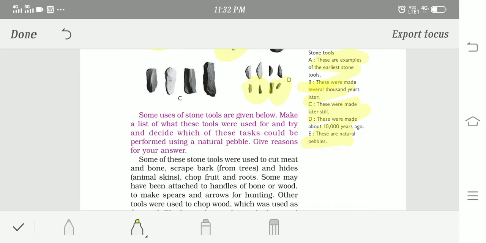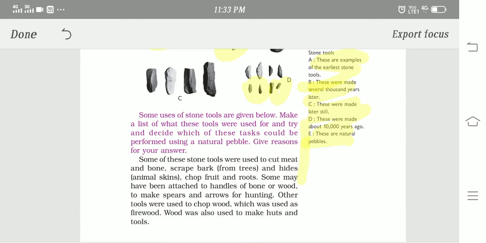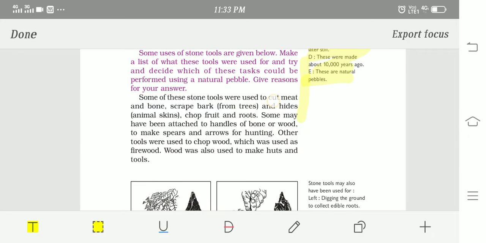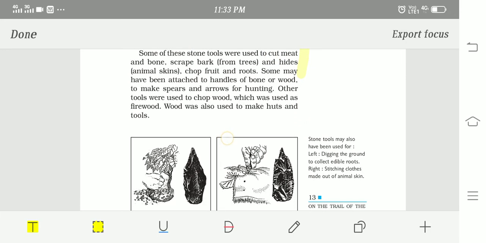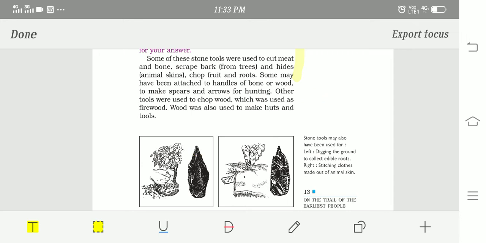Well, to make these tools there used to be techniques. Now first of all, it comes to what use the humans used to have with these tools. What was the use of these tools? Well, you can see this picture that has been given. What was the use?